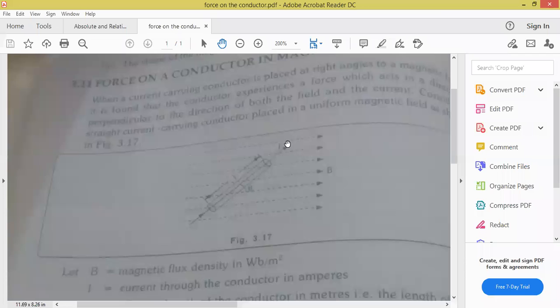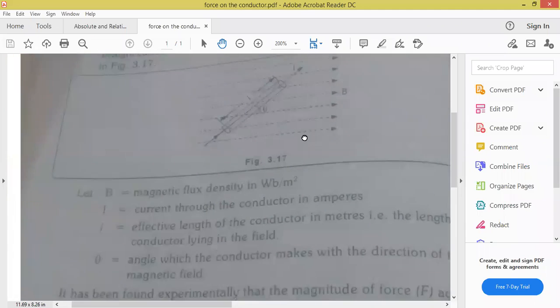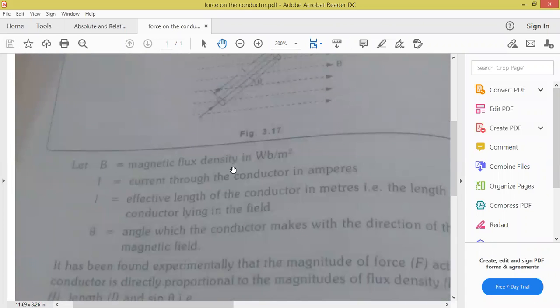Now the diagram, all of you understood, is the same diagram we have drawn. The conductor, instead of dotted lines, here we have shown the arrow mark which represents current. And what do you have on the right side? Anyone read this out. Magnetic flux density, and theta, and length. So what is the explanation? B is magnetic flux density. Units are Weber per meter square.